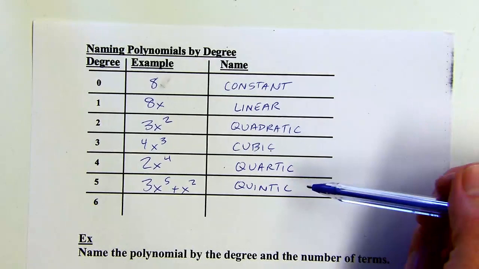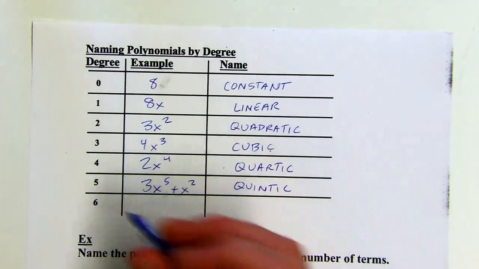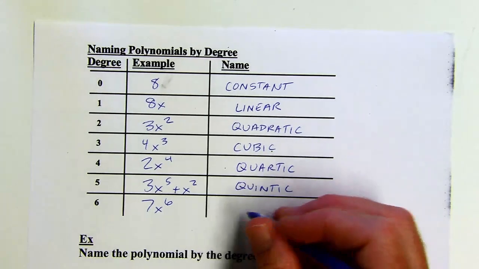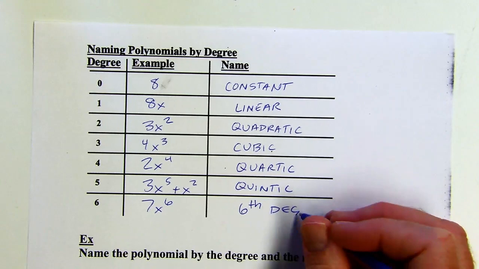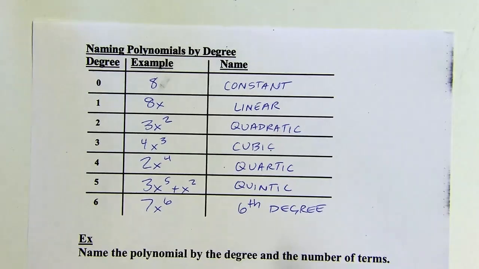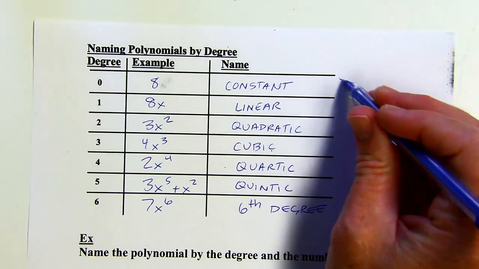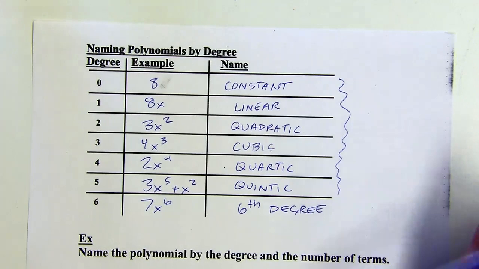These are the ones you really need to know. There are names for higher degree polynomials, but you don't really need to know them. So let's say we had something to the 6th power. We could just call that 6th degree, because we don't want to spend the rest of our lives memorizing these terms. If you have a 99th degree one, you'll just call it a 99th degree polynomial. But you do need to know these. These are the ones that are common and show up often in math books.